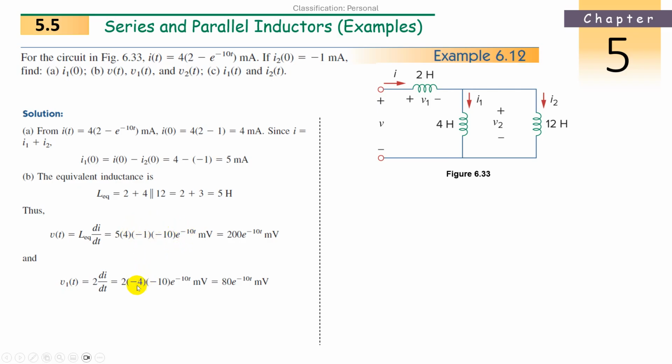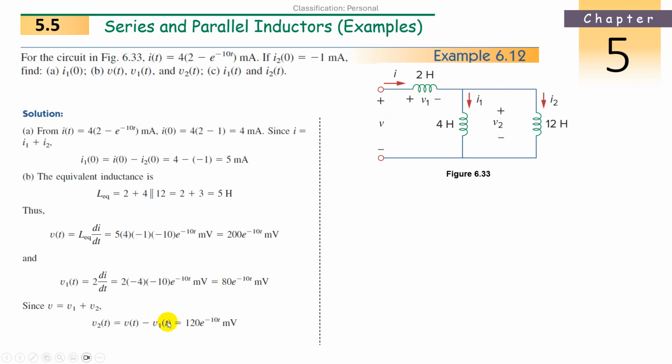2 di by dt, minus 4 and minus 10 e power 10t, you will get 80 e power of minus 10t. So like this, you will get the V1. Now next, V2. Since V is equal to V1 plus V2, like this also we can go. We know that V is nothing but V1 plus V2. So V2 is nothing but V minus V1.